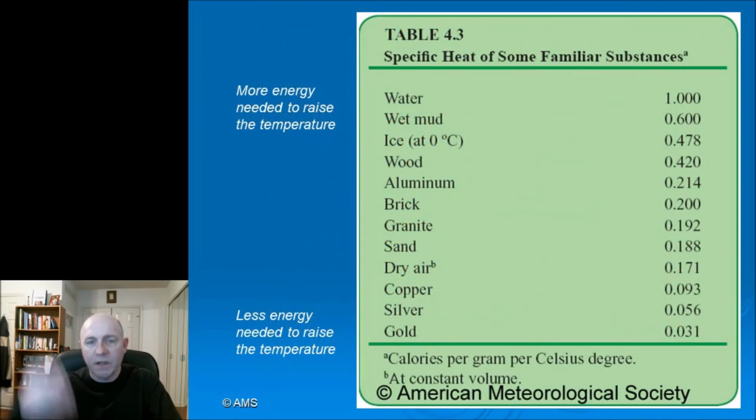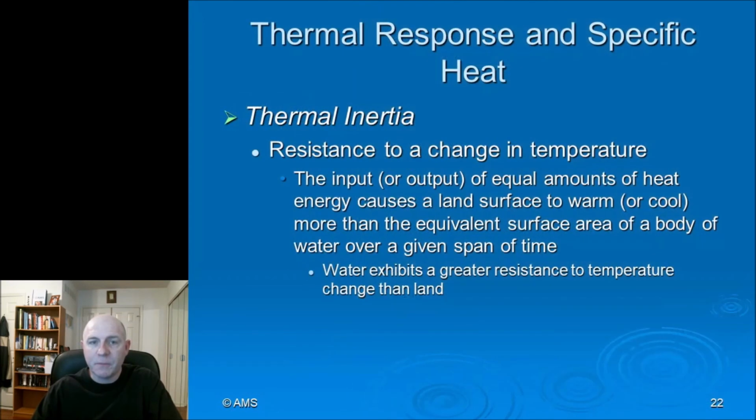And again, here's another table of that. So water, mud, especially wet mud, if you will, wood, aluminum, these are things that take more energy to raise the temperature and more energy to remove or cool to lower the temperature. It works both ways. And then down toward the bottom, you have things like copper, silver, and gold. It takes a lot less energy to raise those temperatures. And the reverse is true as well. It takes a lot less energy removed to let the temperatures drop.